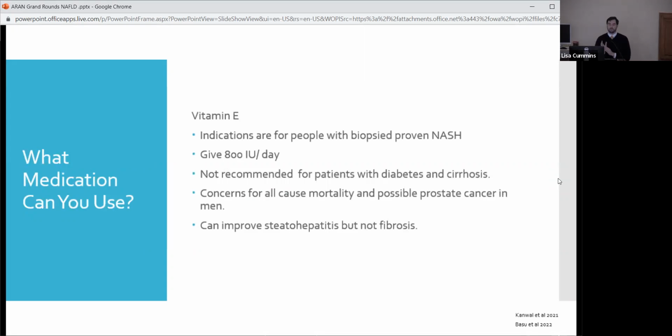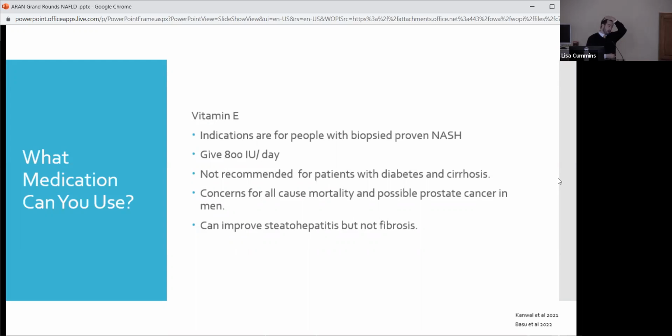Vitamin E is probably the most well-known medication that was used for treating fatty liver disease. The indications are actually for people with NASH. And so this has been a hang up, I think, with a lot of gastroenterologists and a lot of primary care. Really, they were supposed to have a biopsy showing NASH before you started vitamin E treatment. Was that happening? Not really.